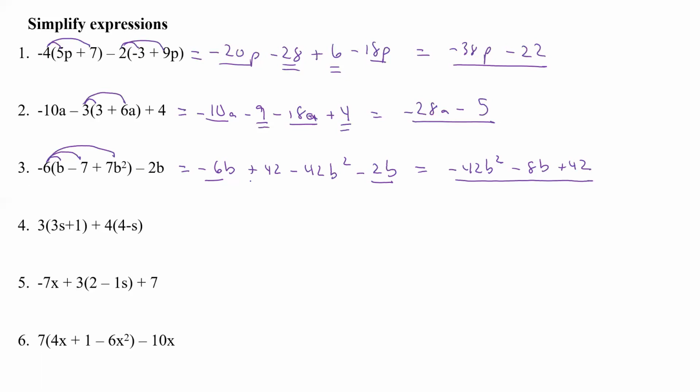And again, sometimes, like in this case, we only added one set of like terms together and the rest of it was unlike. And so all we had to do is rewrite that part down without doing anything to it.